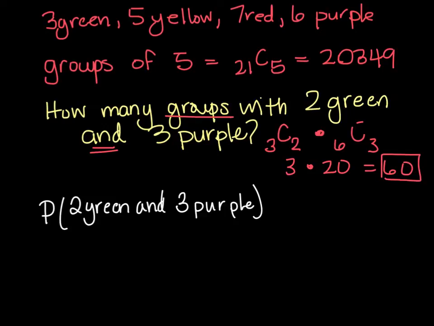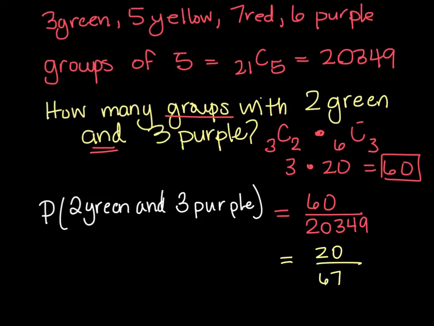Okay, so the probability that we get a group of 5 that has 2 green and 3 purple, want over total, is 60 groups with 2 green and 3 purple over all groups, mixed colors, in any set of numbers, any colors, any numbers of that color, 20,349. Okay, checking to see if that simplifies. It does. It becomes 20 over 6,783.